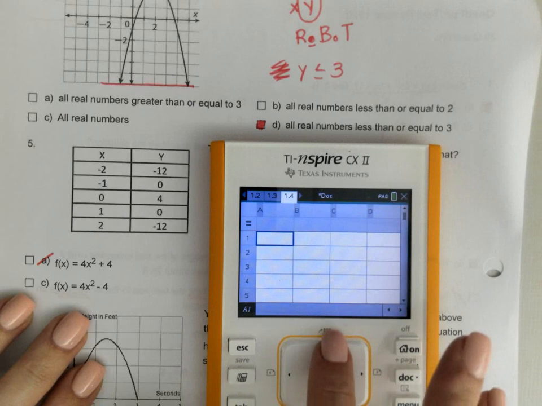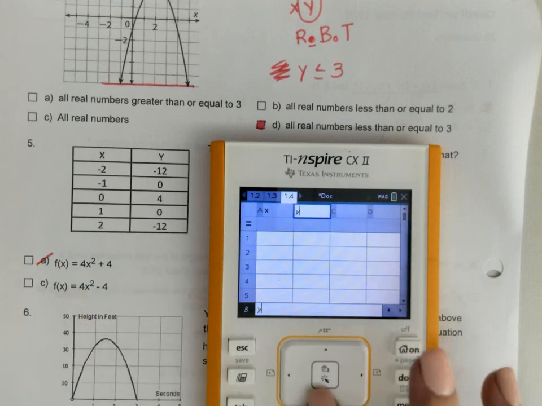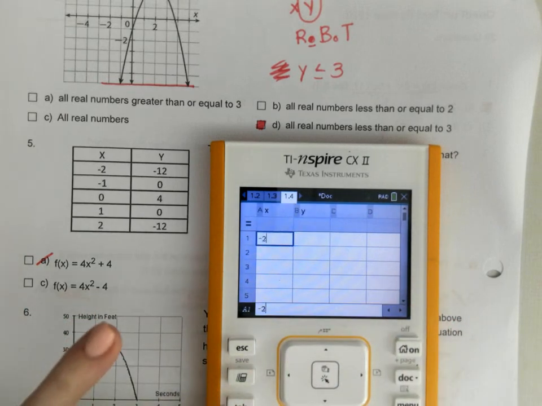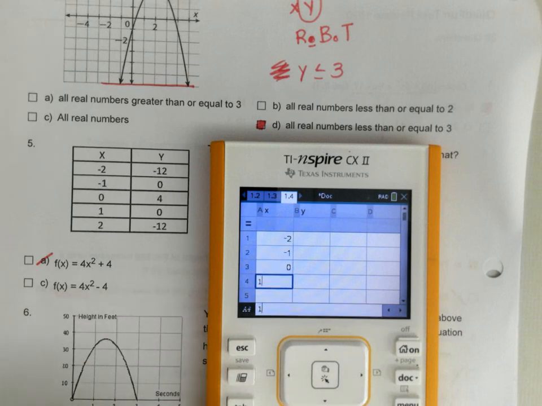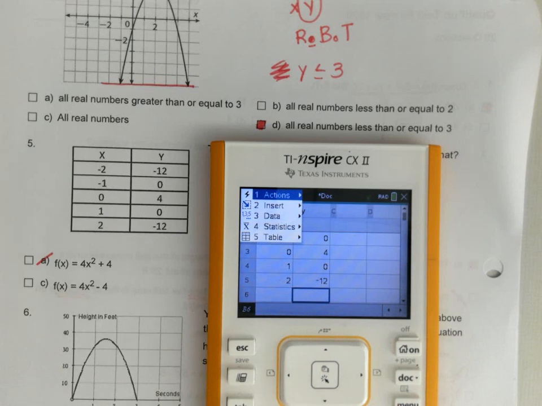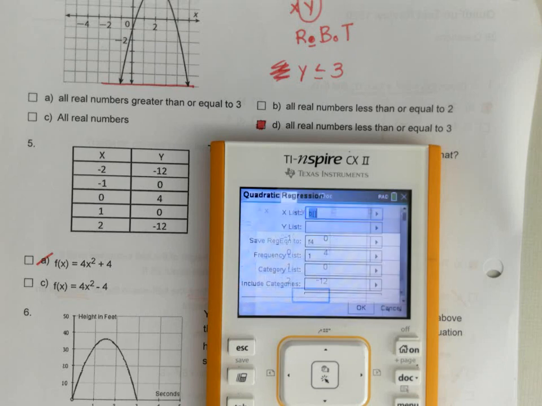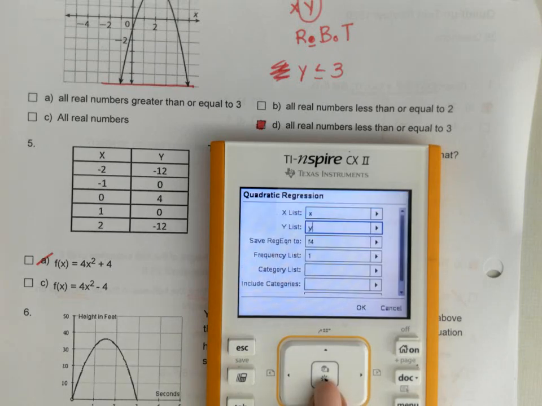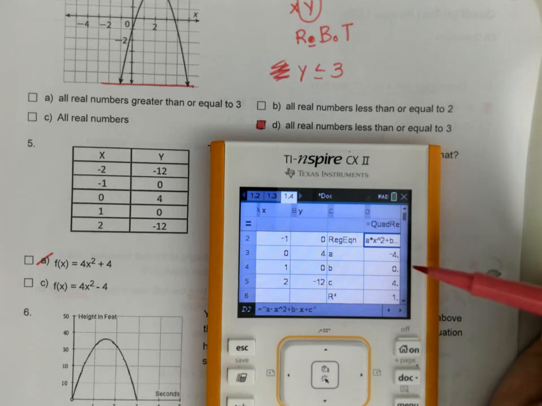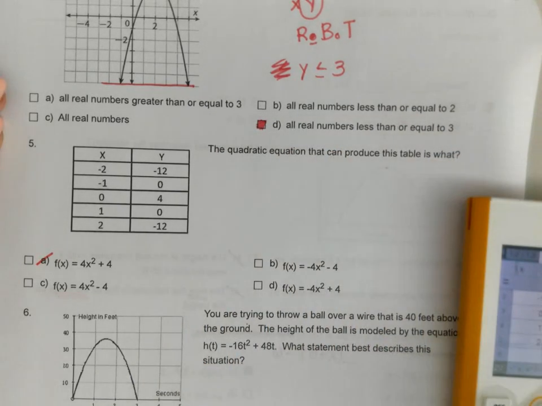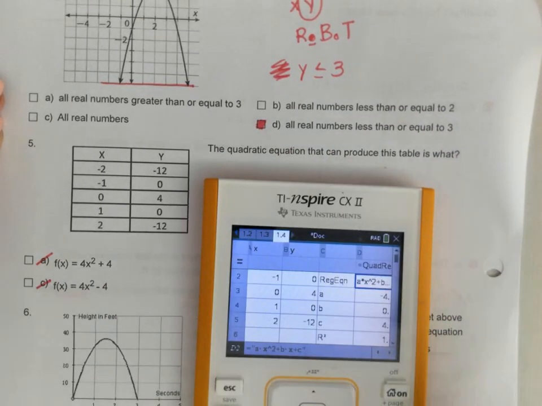Go to the table. These are your x's, these are your y's. Typing in all my points. Menu, statistics, stat calc, and this is quadratic regression, so 6. X and y. So it's -4x squared. It's not going to be C either. There is no x, and then it's plus 4.